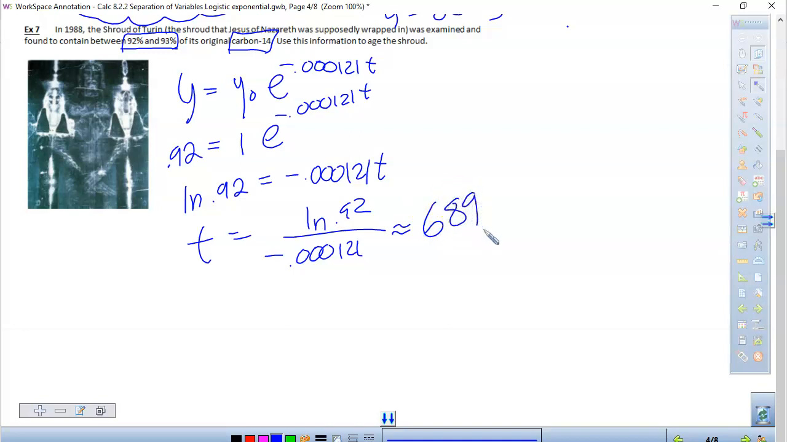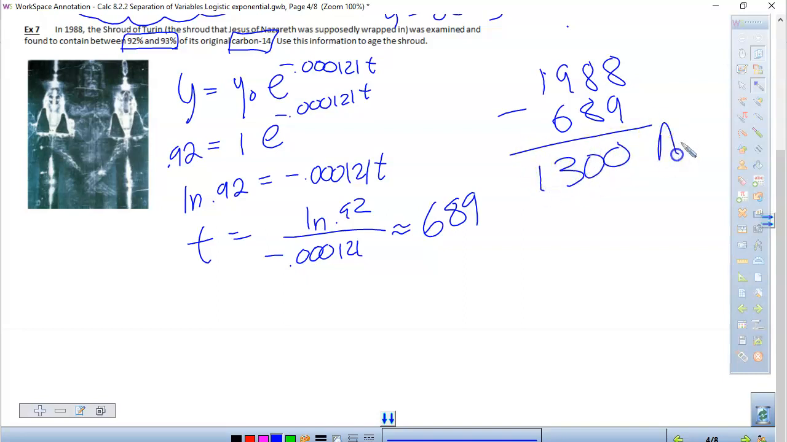I don't think it's Jesus. So how do we put this in context? First it died. Subtracted from the day the test was done. So 1988 minus 689. That means it's around the year 1300 AD.